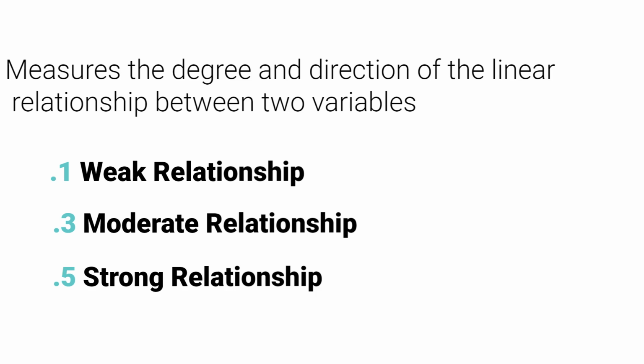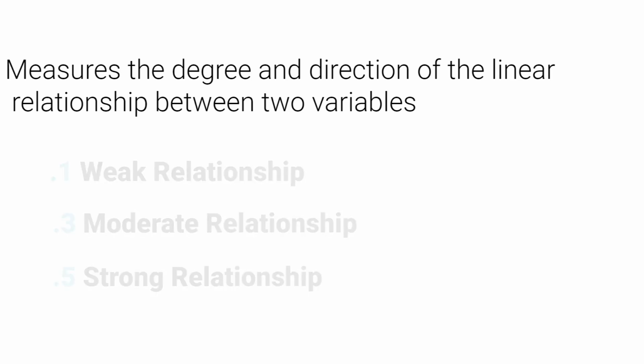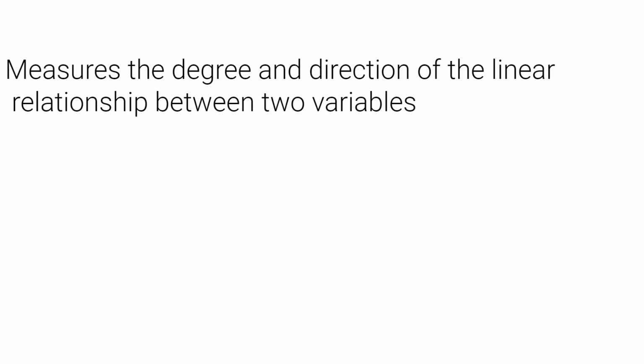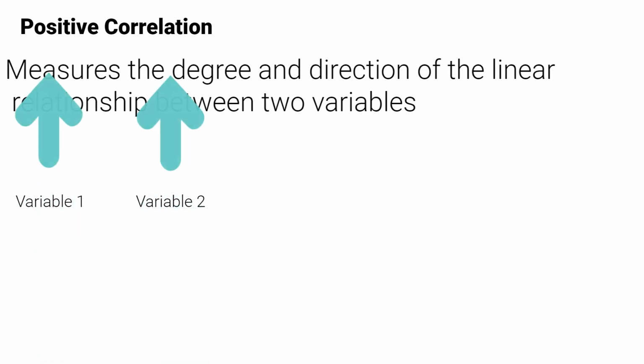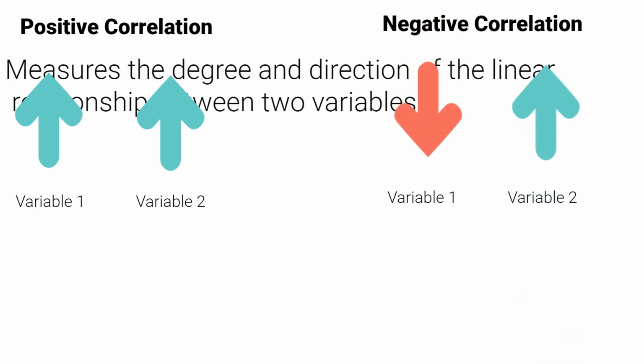A correlation also tells us about the direction of the relationship. For example, the variables could be positively related, meaning that as one variable goes up, the other goes up, or as one variable goes down, the other goes down. Or the variables could be negatively related, such that as one variable goes up, the other goes down, or as one variable goes down, the other goes up. Here, positive means moving in the same direction, and negative means moving in opposite directions.